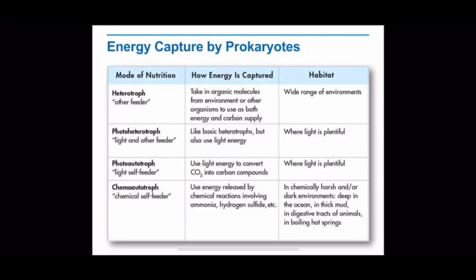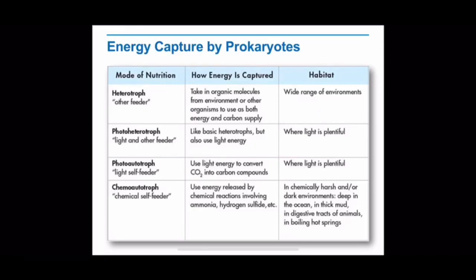And they have a wide range of environments. For the photoheterotroph, they are like the basic heterotrophs, but they also use light energy. And their habitat has to be an environment where there is lots of light. For the photoautotroph, they use light energy to convert CO2 into carbon compounds, and they have to have an environment where the light is plentiful.